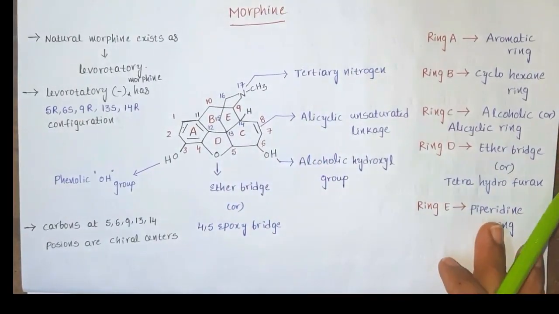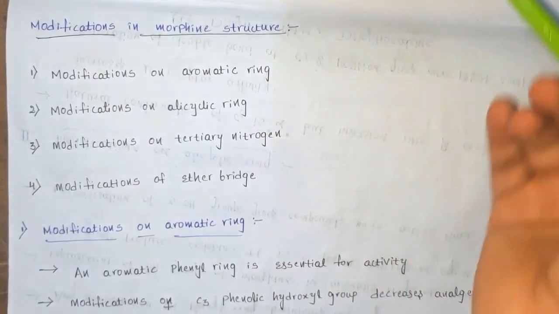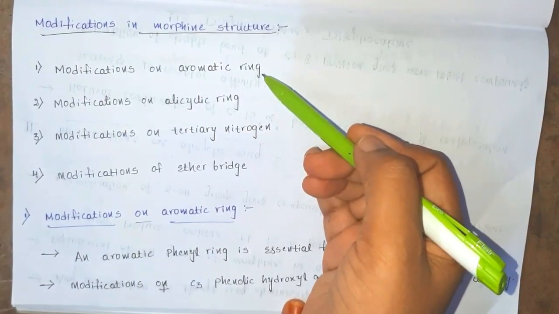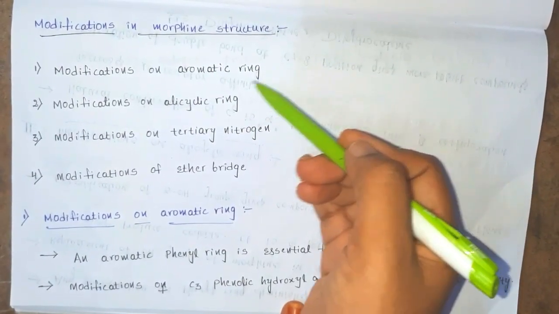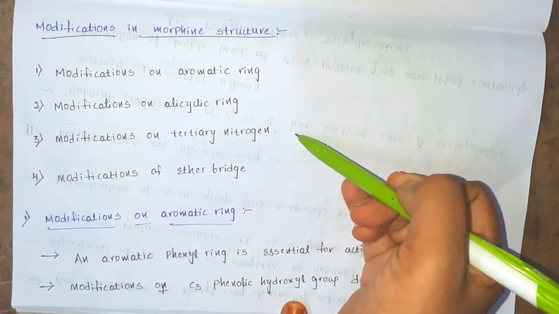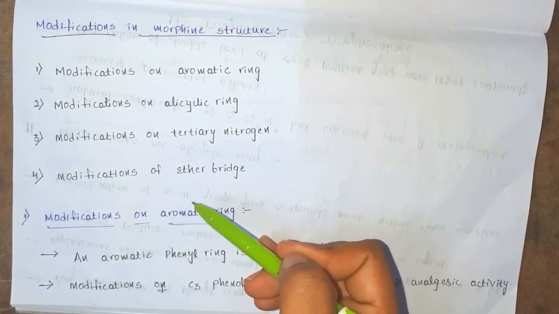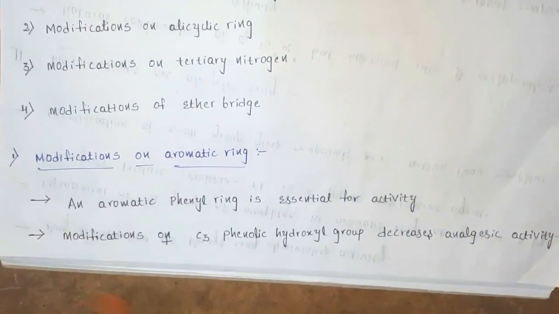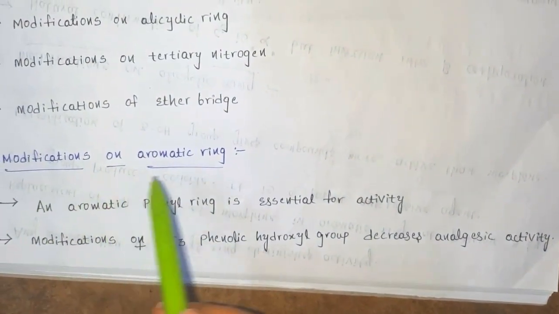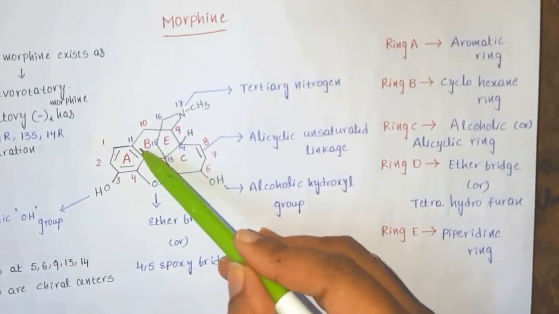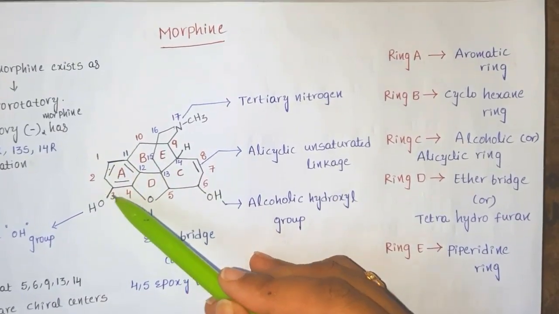Next, modifications can be done in the structure of morphine: modification on the aromatic ring, modification on the alicyclic ring, modification on the tertiary nitrogen, and lastly modification of the ether bridge. First, modification on the aromatic ring. Ring A is called the aromatic ring, so this is ring A.